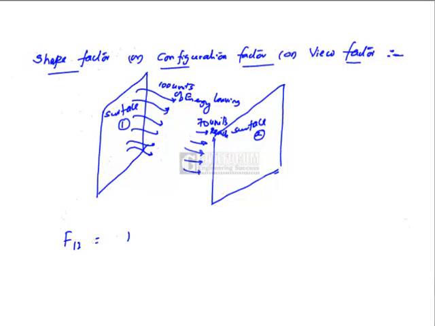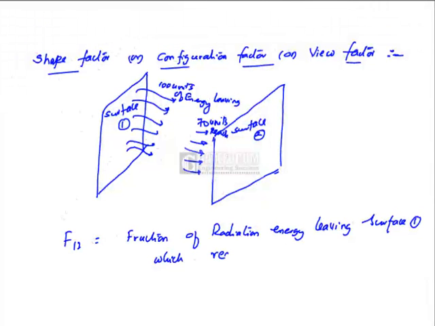F12 is equal to the fraction of radiation energy leaving surface 1 which reaches surface 2. In this case, how many units are reaching surface 2? 70. How many units are leaving surface 1? 100. So here in this case it is 0.7.